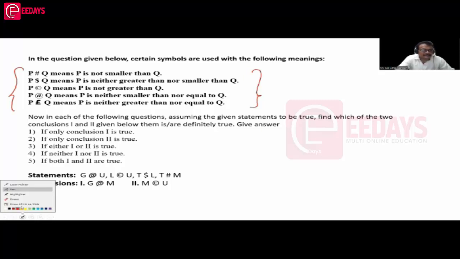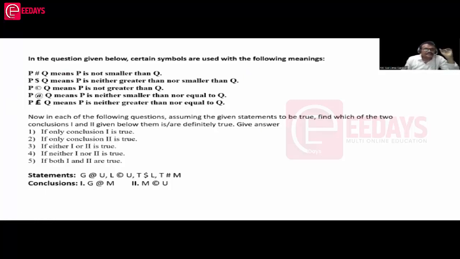How to solve these types of questions? All of you look at the screen carefully. P hash Q means P is not smaller than Q. That means either greater than or equal. Hash means greater than or equal. Okay, first note down the symbols.